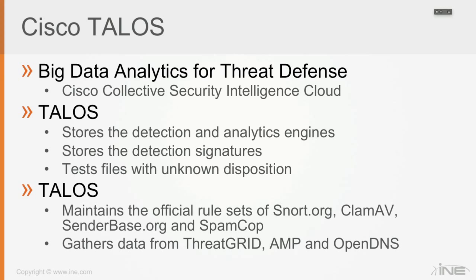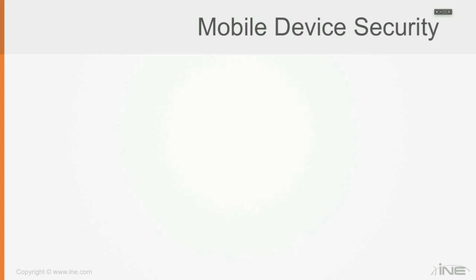So Talos maintains all of those rule sets. And also Talos gathers data from ThreatGrid, from all of the AMP endpoints, and from OpenDNS, from a lot of resources, so that it's going to be able to better and faster detect new malware flowing through Cisco customer security devices.